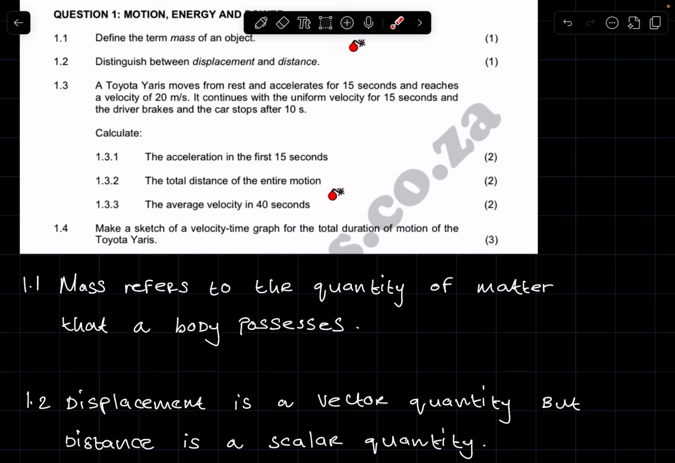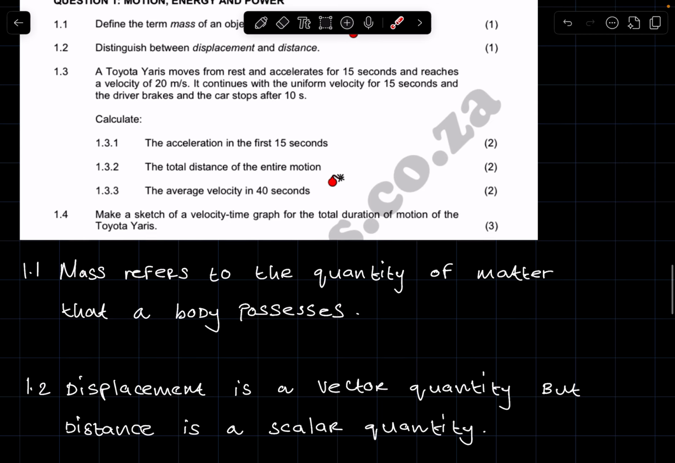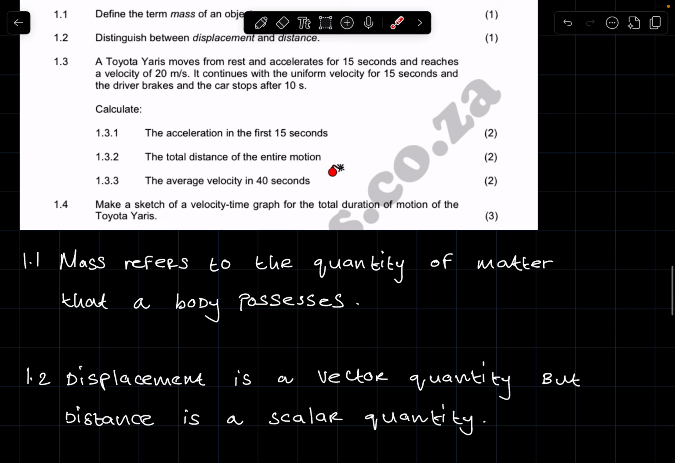1.2, distinguish between displacement and distance. The major difference between the two terms is essentially the fact that one is a scalar, the other one is a vector. With distance, we only consider the magnitude, but no direction, making distance the scalar. With displacement, we consider both magnitude and direction, which makes displacement a vector.